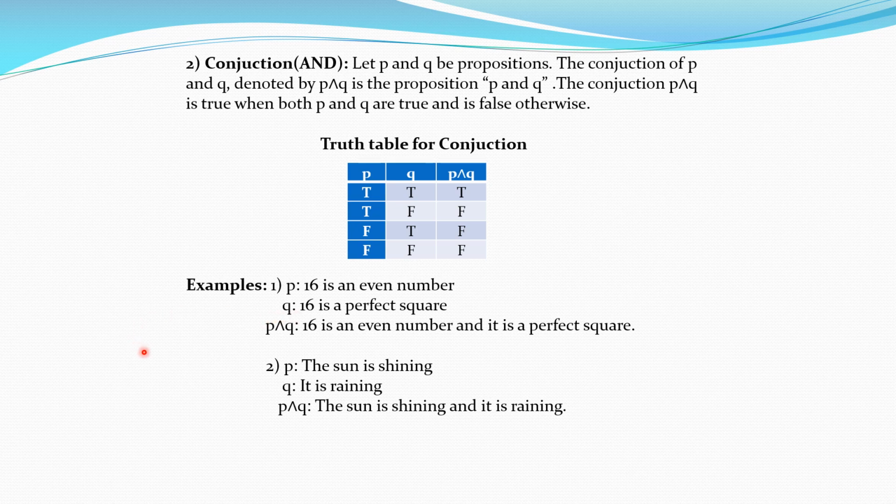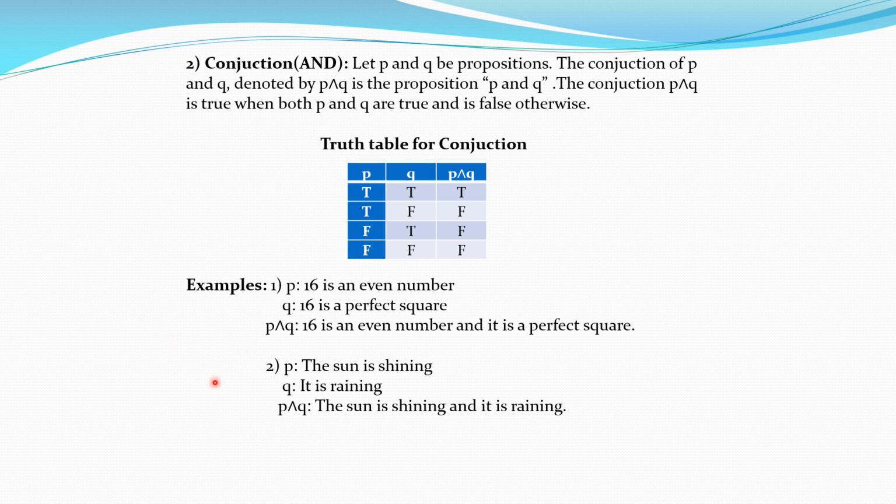So how to write P and Q, meaning P conjunction Q, in English? It is 16 is an even number and 16 is a perfect square. So here P and Q we are joining by using the logical connective and. So remember, this is the symbol for P and Q.